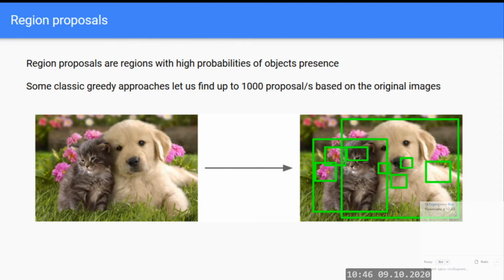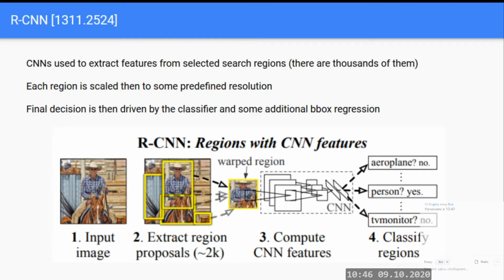So this is exactly the pipeline used in the R-CNN approach. That is the first convolutional approach to the object detection task. R-CNN is basically regions with CNN features. So we have some input image, we extract regions to try our classifiers with some additional library that takes just several seconds.